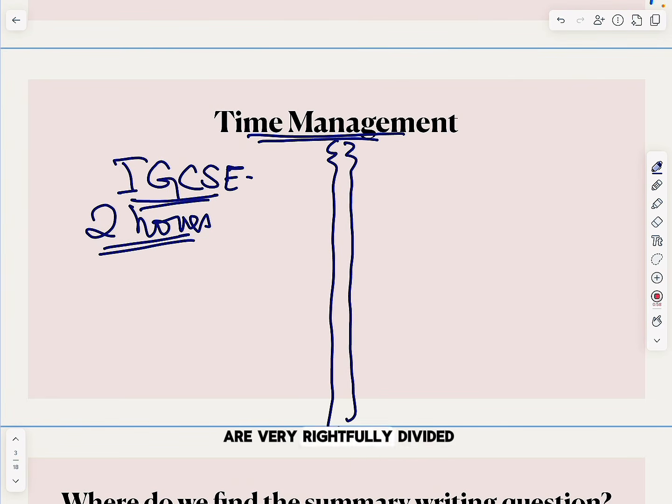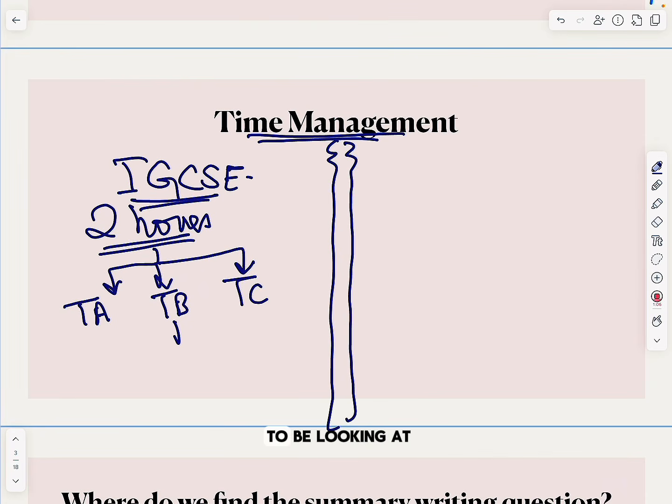Now, those 2 hours are very rightfully divided into text A, text B, and text C. Because the topic for today is summary writing, we are only going to be looking at text B. Question 1F is the summary writing question that we have for an IGCSE paper.